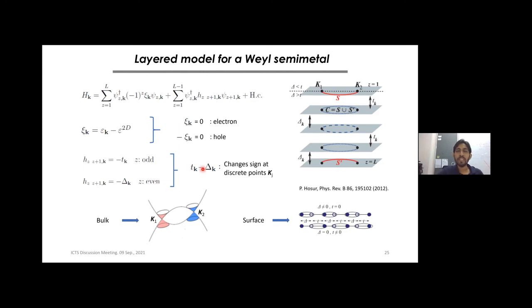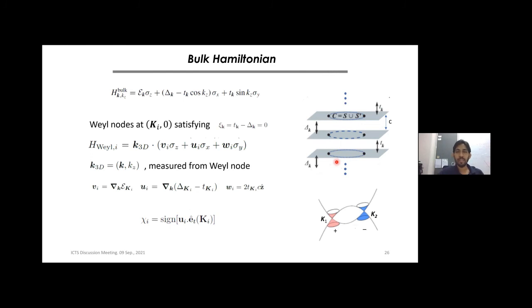Now, my claim is that if you have such a Hamiltonian, then in the bulk, it will actually give you Weyl nodes at these k_j points. And on the surface, it will exactly give you the Fermi arcs that I have talked about. So let's quickly verify that. So first, let's take our layer description and make it infinite on this side as well, so that this is also a good quantum number in momentum. Then I can write down the bulk Hamiltonian, all in 3D k space.